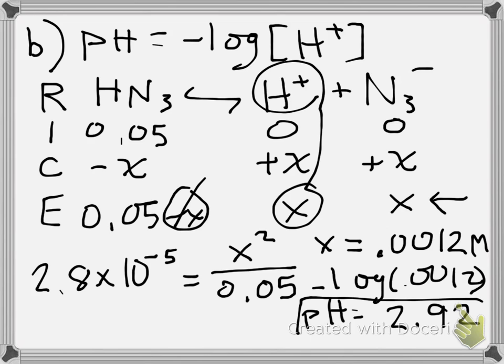Notice the sig figs. On the pH, it looks like 3 sig figs, 2, 9, and 2, but you have to remember that only the 9 and the 2 are significant. And this means that we've done sig figs correctly because our given values, such as the Ka, which is 2.8, and the molarity, which is 0.050, are 2 sig figs, and that's what limits us. So 2.92 is correct.